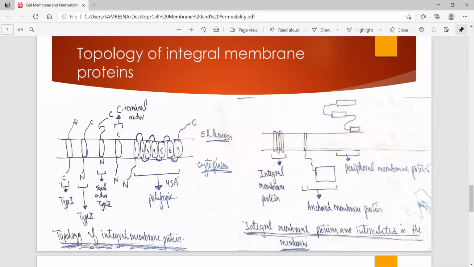It means type 1 वो type का integral proteins है जहां पे उनका C terminal अंदर की तरफ है और N terminal बाहर की तरफ है. This is the one class. Second, type 2 proteins are those proteins where N terminal is towards inside and C terminal is towards outside.